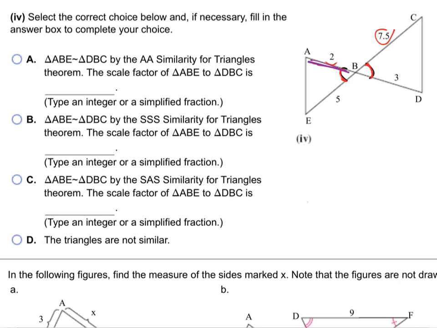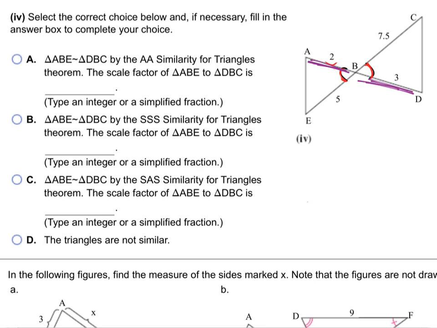Let me get rid of all this stuff. What number in the bigger triangle? The 3 or the 7.5? How do we know which one it matches up with? It's the 3. Why? How do you know it's the 3, not this? How do you know the 2 goes with the 3? They play the same role in their triangles. How do we know?